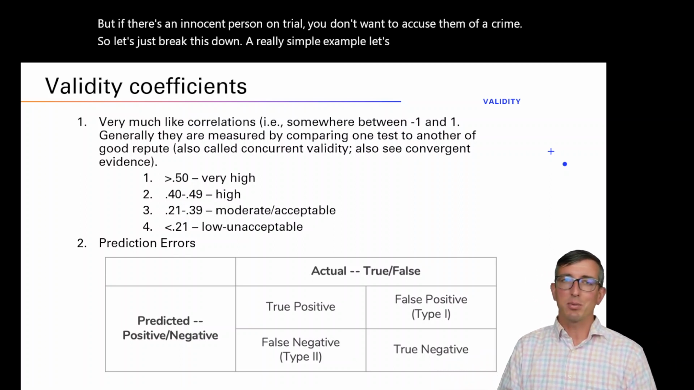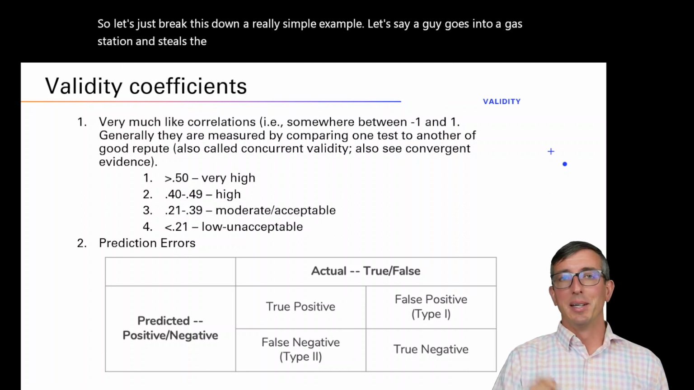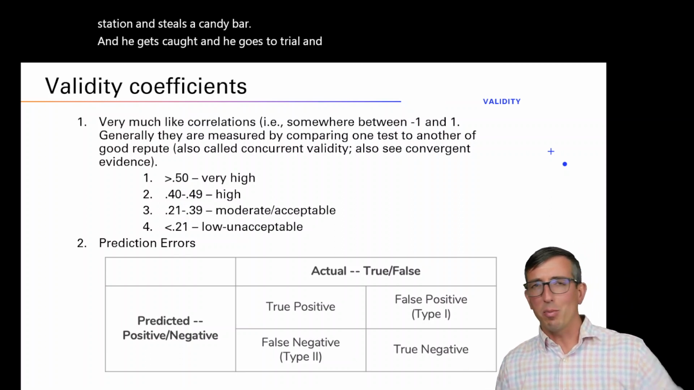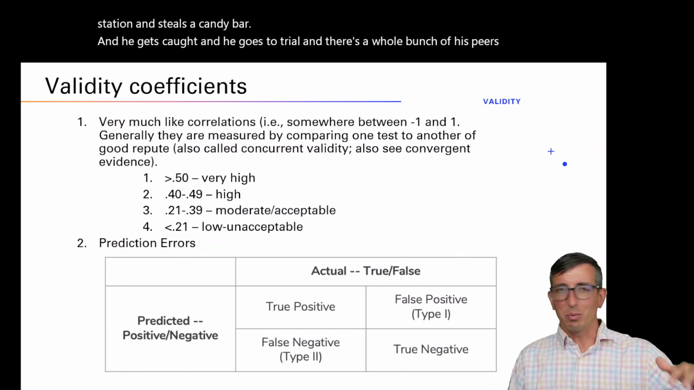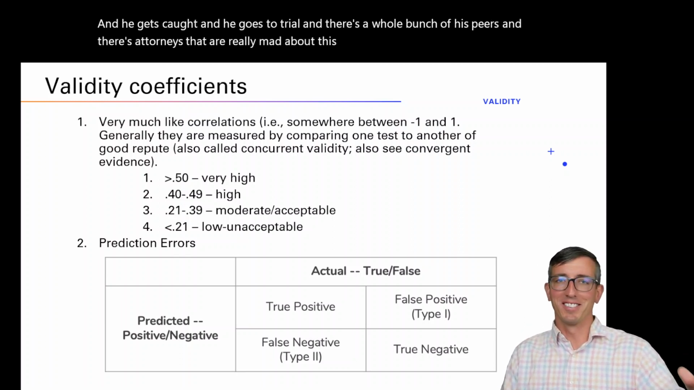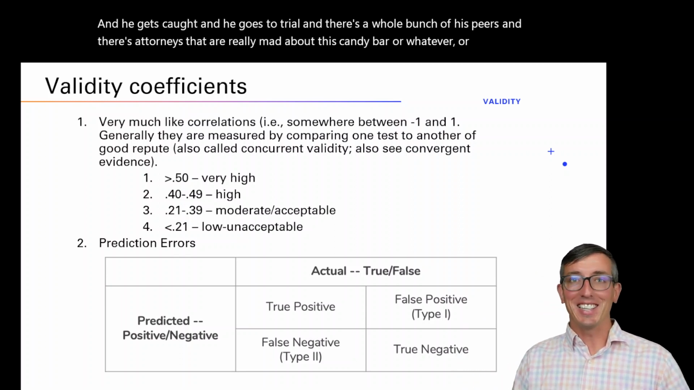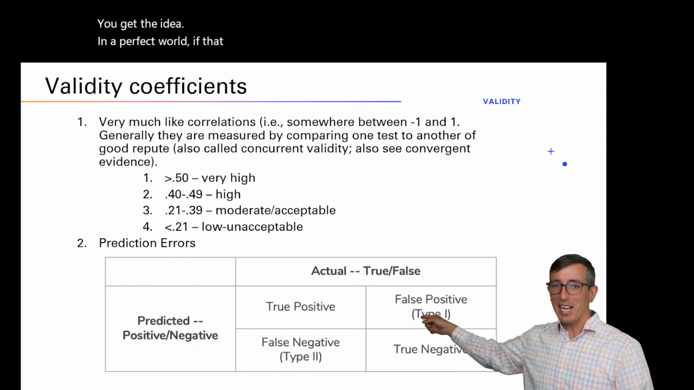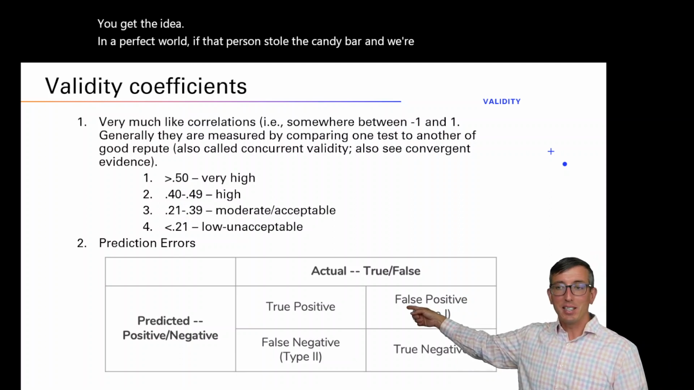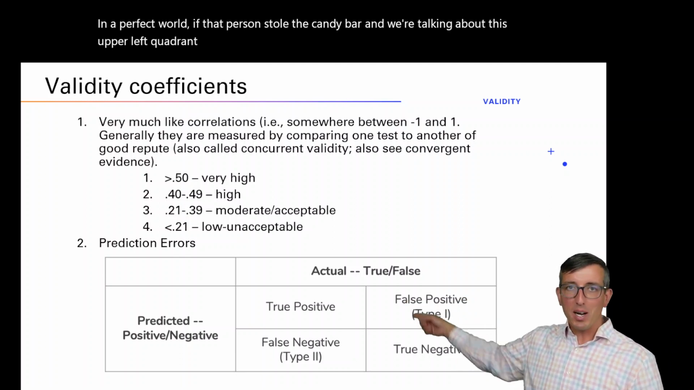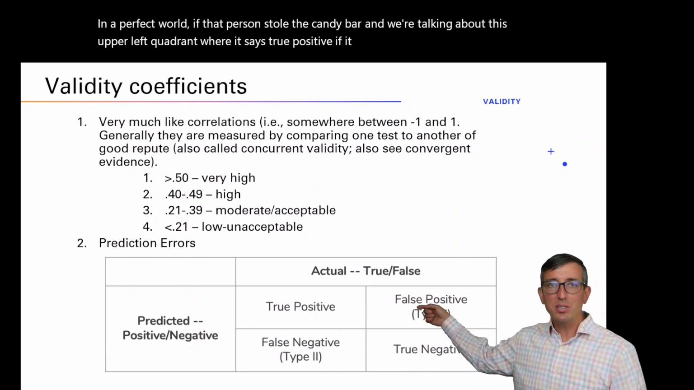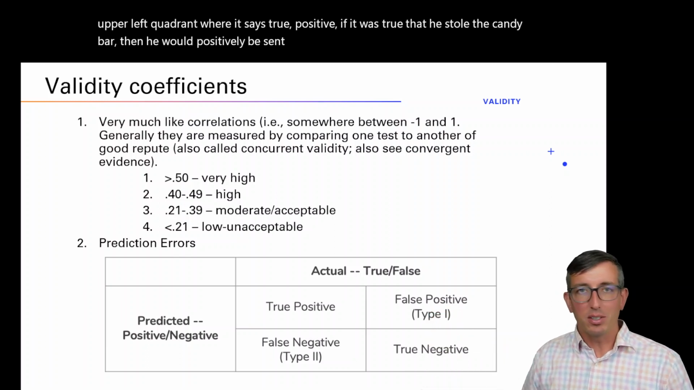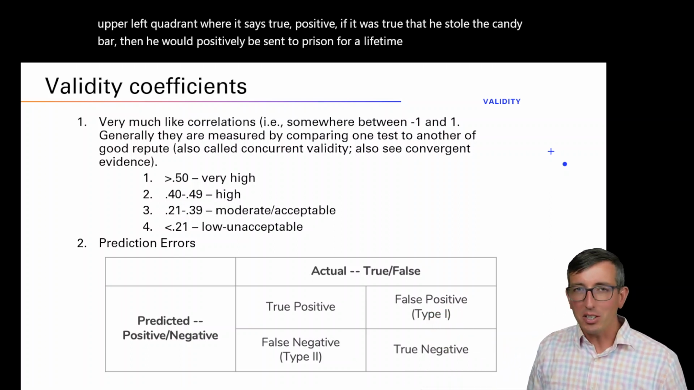Let's say a guy goes into a gas station, steals a candy bar, and gets caught, and he goes to trial, and there's a whole bunch of his peers, and attorneys that are really mad about this candy bar, you get the idea. In a perfect world, if that person stole the candy bar, and we're talking about this upper left quadrant where it says true positive, if it was true that he stole the candy bar, then he would positively be sent to prison for a lifetime for all of his Snickers theft.